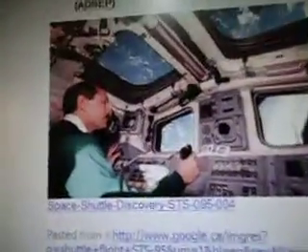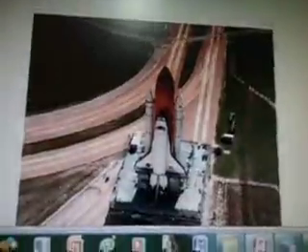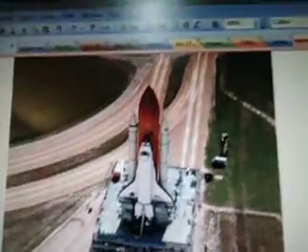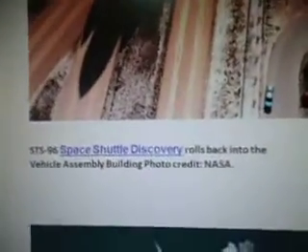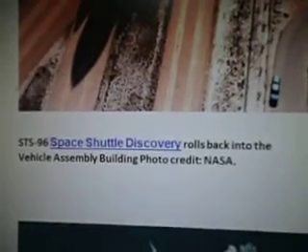So this thing here is the Space Shuttle Discovery STS-095. That's what it looks like inside the cockpit. And that's at www.aviationspectator.com. And there it is going on the road there. STS-96 Space Shuttle Discovery rolls back into the vehicle assembly building. Photo credit NASA.